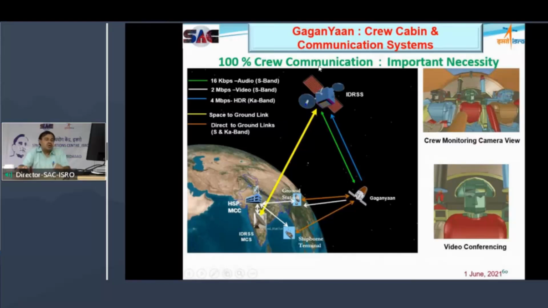That is the importance of this communication: whenever we launch our Gaganyaan mission, the astronaut will not be left alone even for 1 second. That's why this 100% crew communication is a very important requirement.